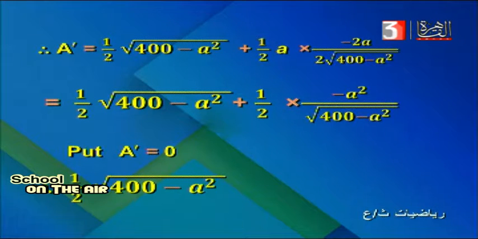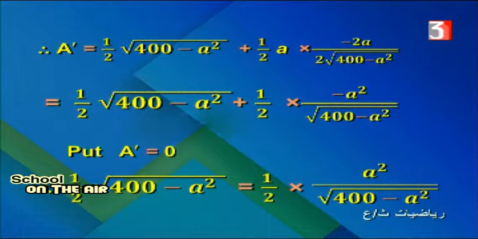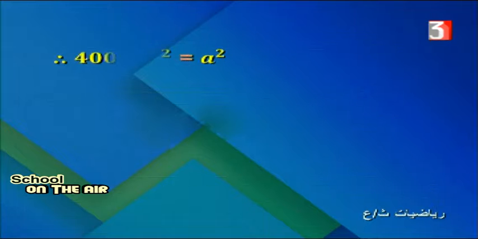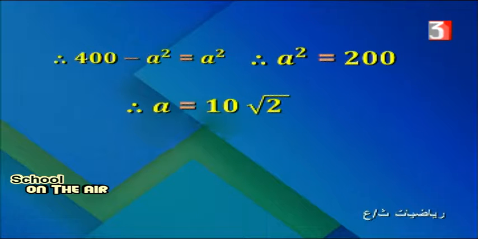Then half square root of 400 minus a power 2 equals half multiplied by a power 2 over square root of 400 minus a power 2. Cross multiplication, then 400 minus a power 2 equals a power 2. Then 2a power 2 equals 400, divide by 2, then a power 2 equals 200. Then the value of a equals positive or negative 10 root 2. But negative 10 root 2 is refused because a is a positive value, then a equals 10 root 2.